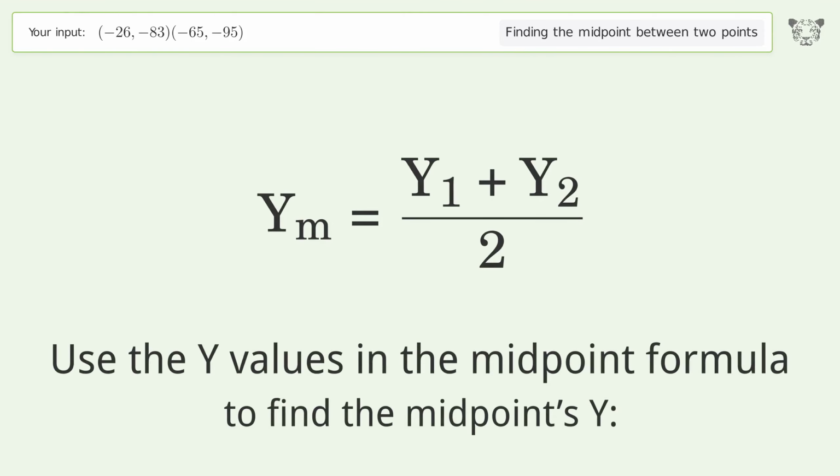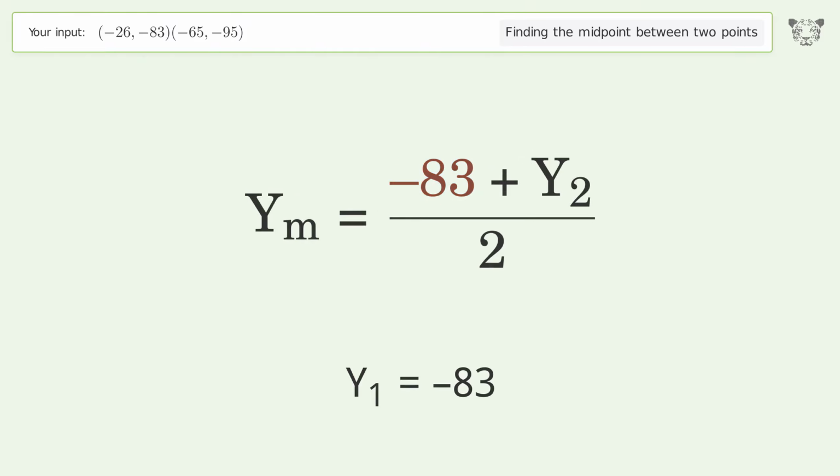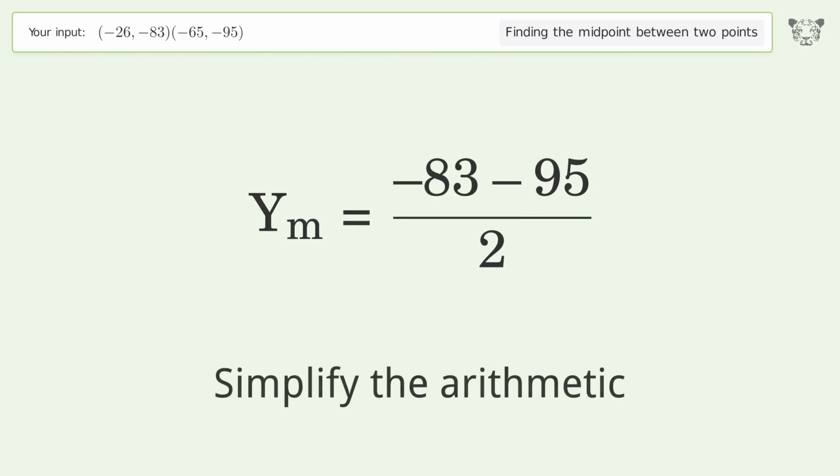Use the y values in the midpoint formula to find the midpoint's y. y1 equals negative 83. y2 equals negative 95. Simplify the arithmetic.